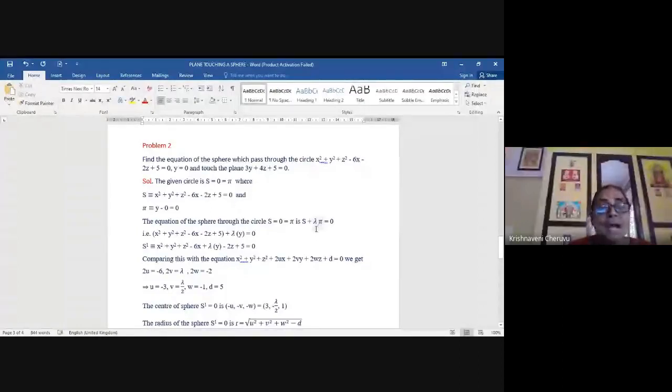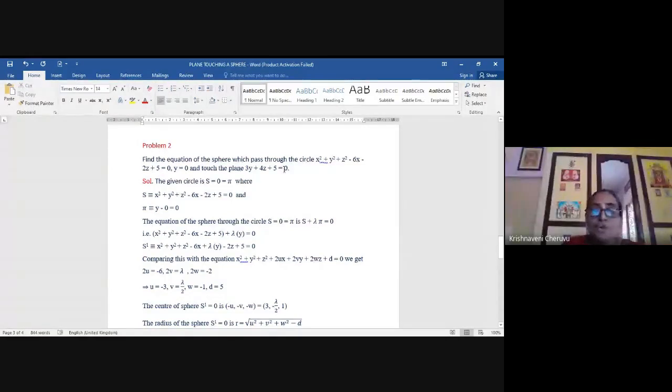To find the lambda, he gave you a condition that this sphere is not only passing through the circle, it is also touching the plane. So you have to use the condition of a plane touching a sphere. Your aim is now to find out this sphere which is passing through the circle, S plus lambda pi is equal to 0. I'm denoting it by S dash. Your aim is to find out S dash, which means you have to find out lambda. To find out lambda, he gave you a condition that this sphere is touching this plane.